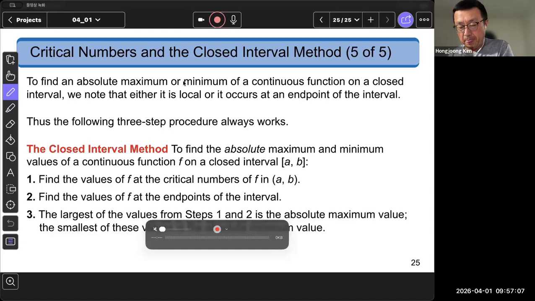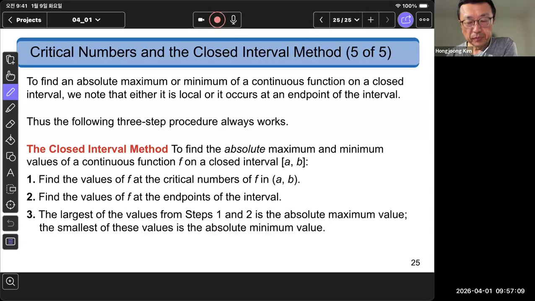Anyway, we have one technique to find the absolute maximum or absolute minimum of a certain function. But there are some conditions. Your function must be continuous, and that function must be defined on some closed interval.